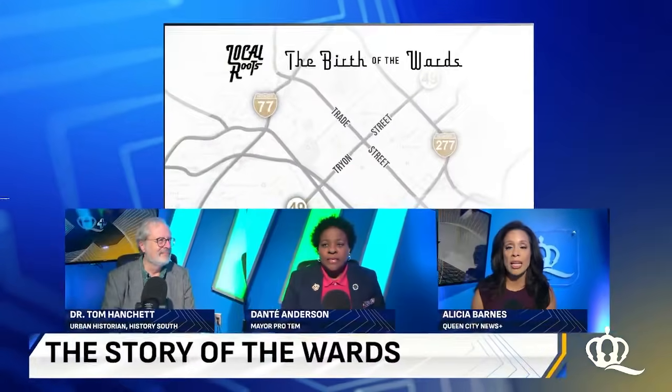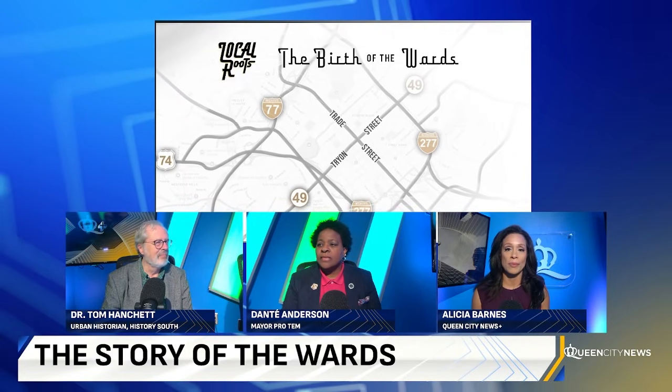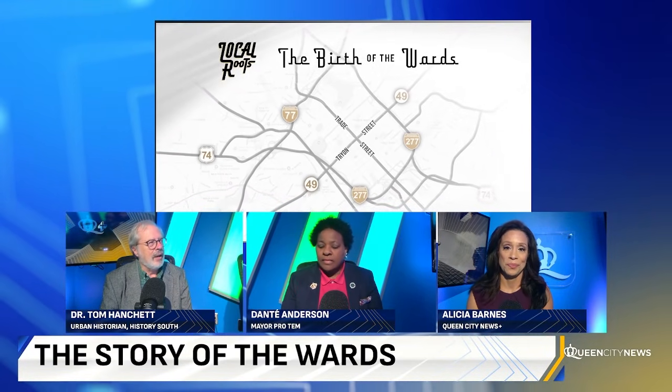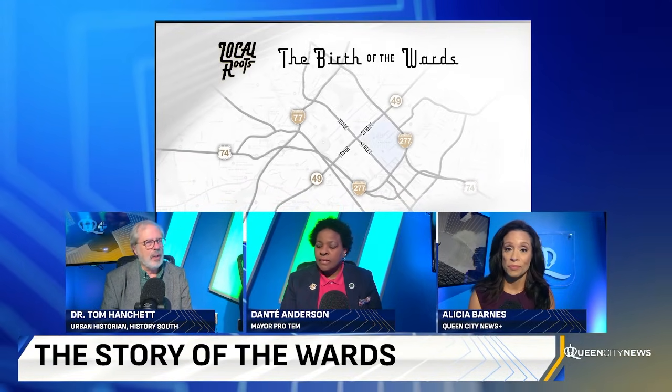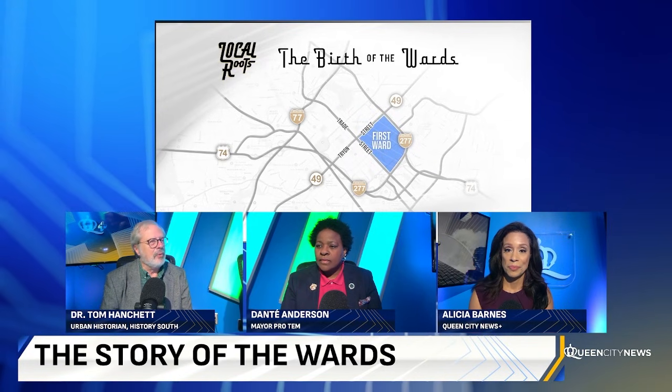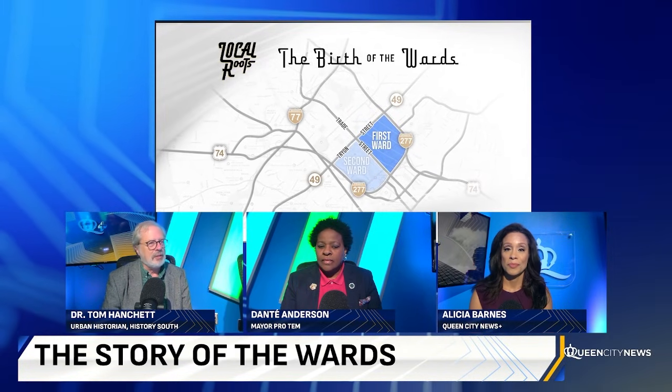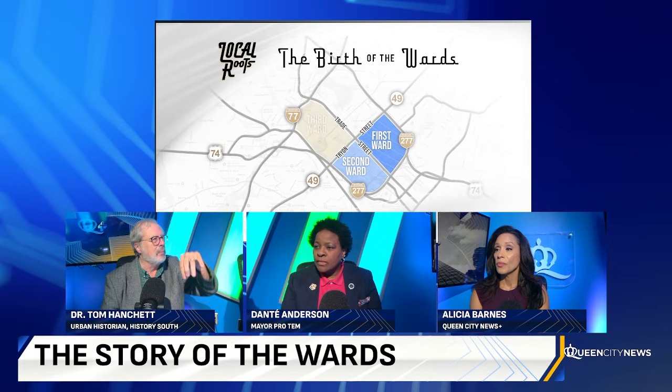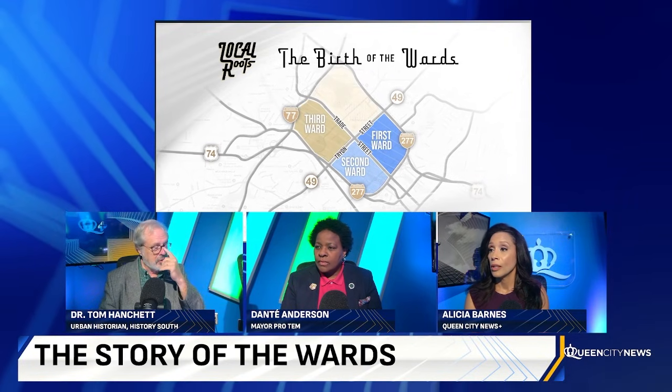As we prepare to show you a map of these 4 wards, Dr. Hanchett, walk us through how we got here. Well, a ward is an election district. And when Charlotte was a little bitty city before the railroads came in the 1850s, they just had one ballot box, right in the middle of town at the courthouse or the city hall or whatever.